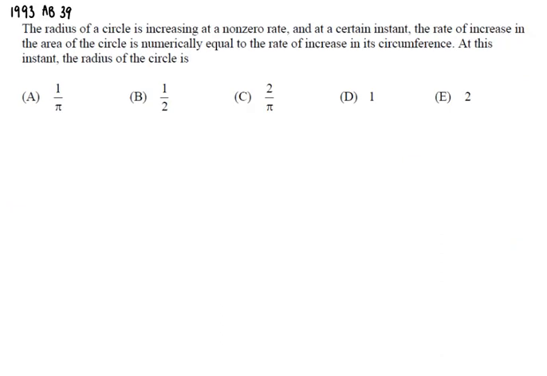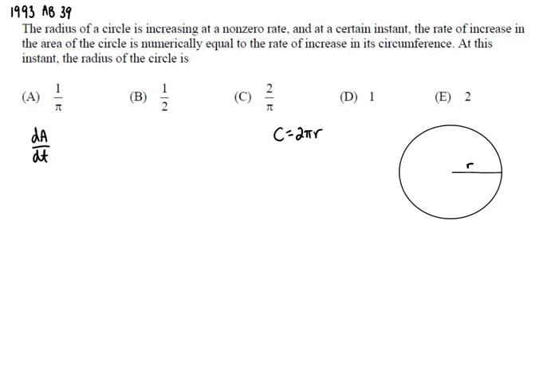Okay, we come to 1993 AB 39. We have the radius of a circle increasing at a non-zero rate. So there's our circle with our radius increasing at a non-zero rate. And at a certain instant, the rate of increase in the area of the circle, which would be dA/dt, is numerically equal to the rate of increase in its circumference.